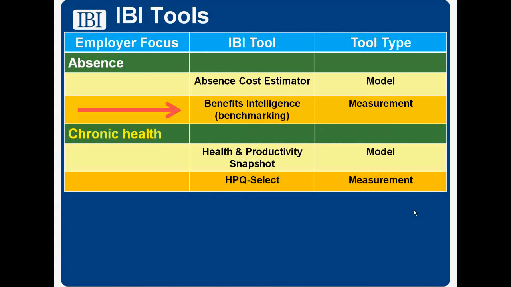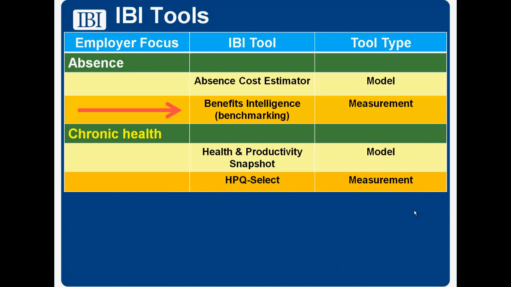On the chronic health side, again, those employers that don't have a lot of data and are interested in broadening the picture, the model we've built with Ron Kessler at Harvard Medical School, we call it the Health and Productivity Snapshot. It really connects chronic health conditions and the expected chronic health conditions, given the characteristics of a workforce, to lost time, to performance decrements, and to lost productivity.